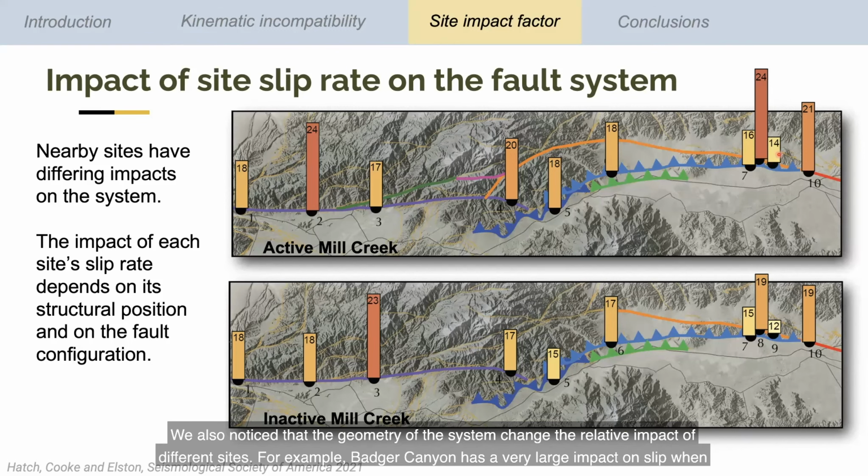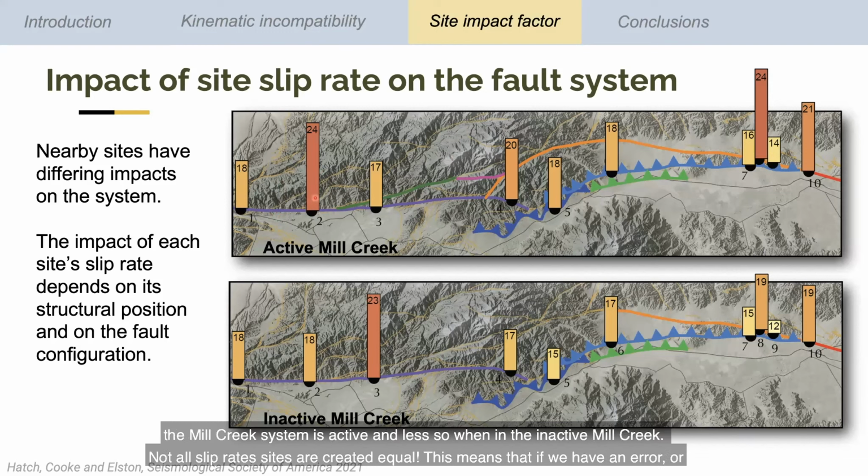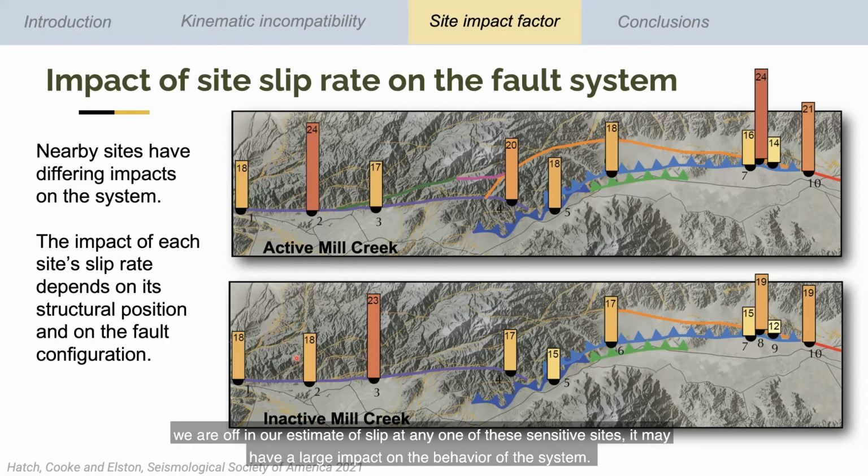We also noticed that the geometry of the system changes the relative impact of different sites. For example, Badger Canyon has a very large impact on slip when the Mill Creek system is active and less so when in the inactive Mill Creek. Not all slip rate sites are created equal. This means that if we have an error or we're off in our estimate of slip at any one of these sensitive sites, it may have a large impact on the behavior of the system.